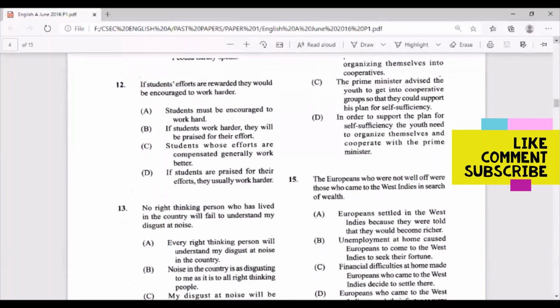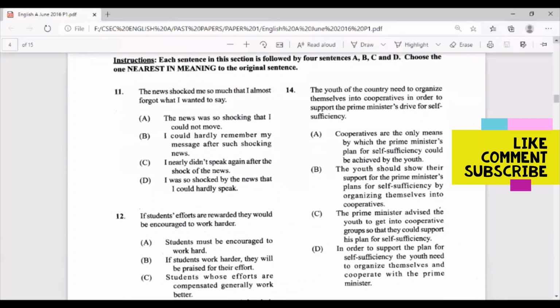Number 14. The youth of the country need to organize themselves into cooperatives in order to support the Prime Minister's drive for self-sufficiency. So important that we pay attention to the words. The youth need to organize themselves into cooperatives. Why? In order to answer the question why do they need to do this? They do this because it shows that they support the Prime Minister's drive for self-sufficiency. So we're looking for the sentence that says the same thing.